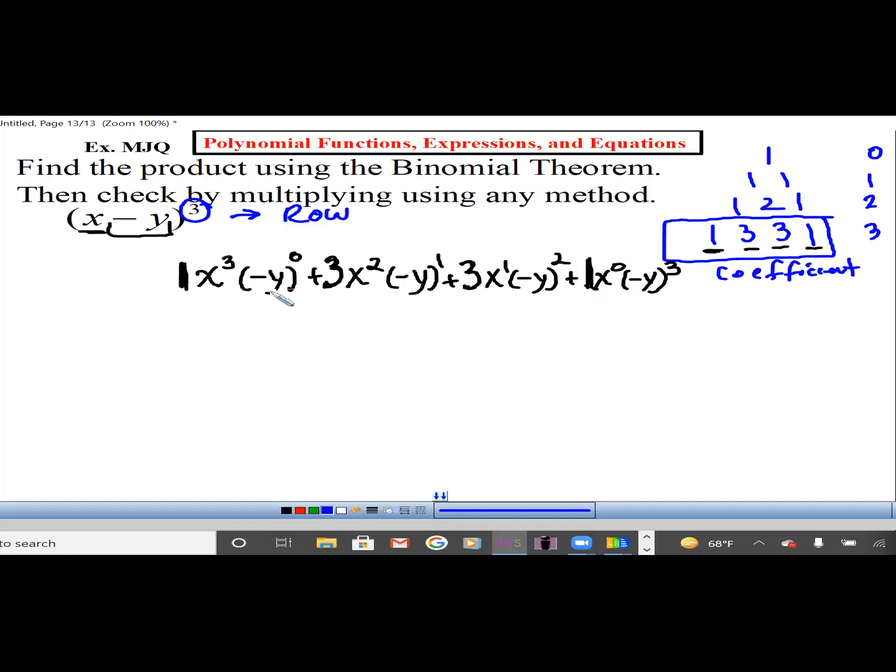I'm going to start with the first term. What is negative y to the 0? 1. So I'm going to take 1 and multiply times 1. 1 times 1 is 1. 1 times x cubed is x cubed.